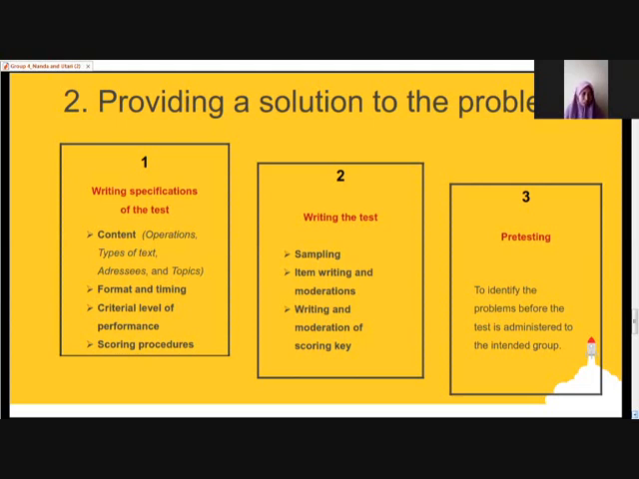So it will spread before we really administer the task to the intended group. So that's the risk. Okay. Next.